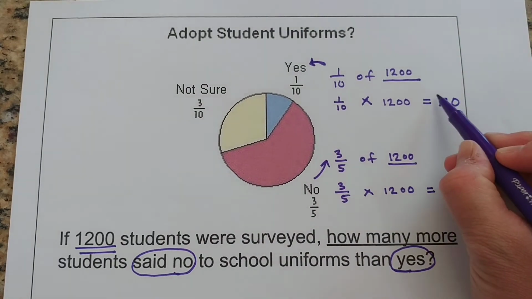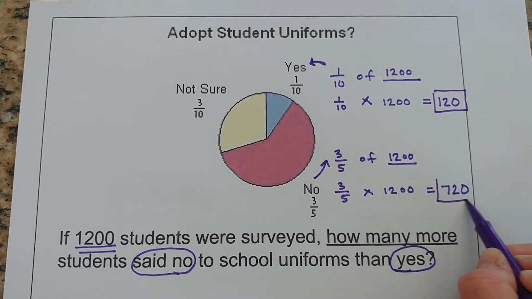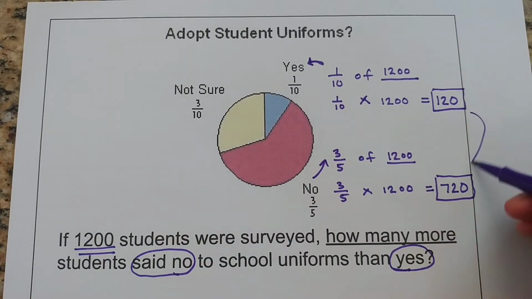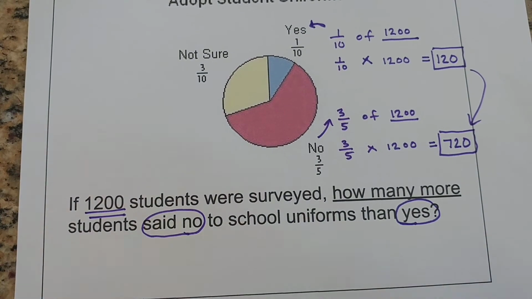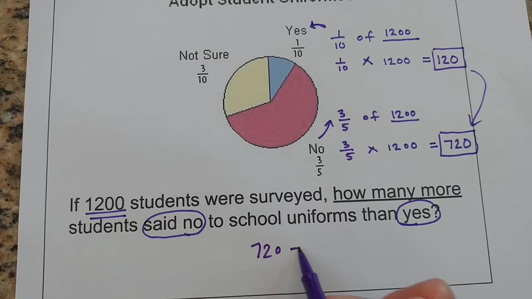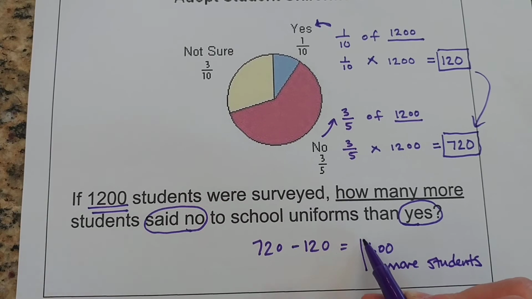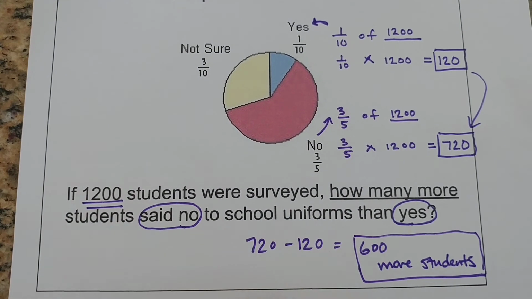So here I know that 120 students want school uniforms, 720 students do not. So how many more said no? How many more is this number than this number? Well, that's a simple subtraction. 720 minus 120 is 600 more students. So here I would have to subtract. And then this would be my final answer.